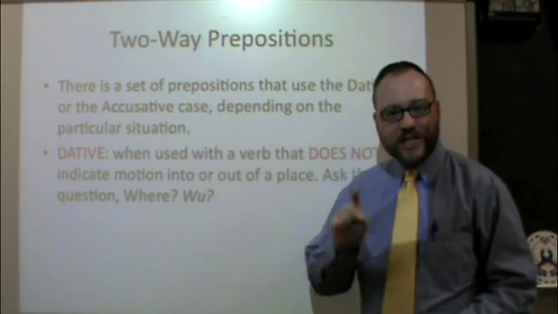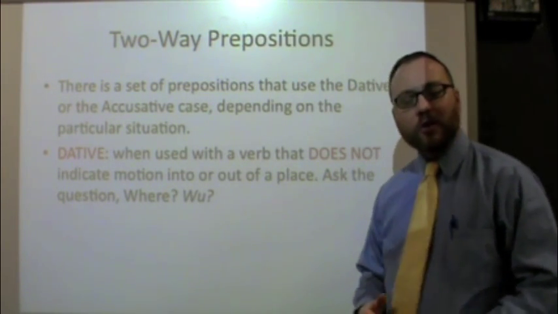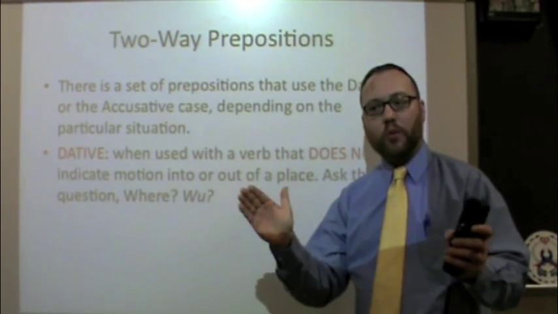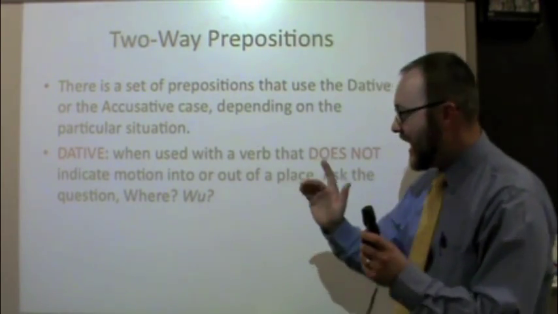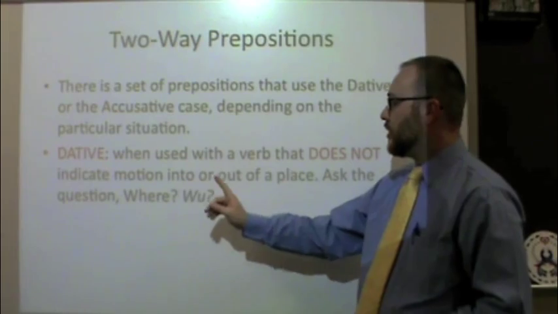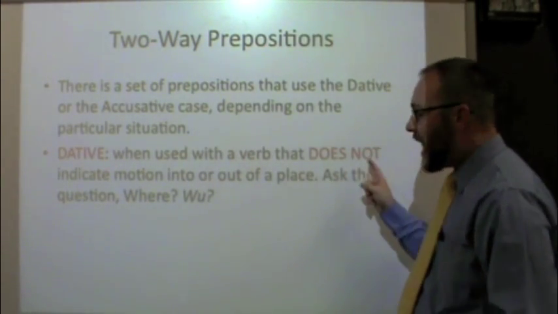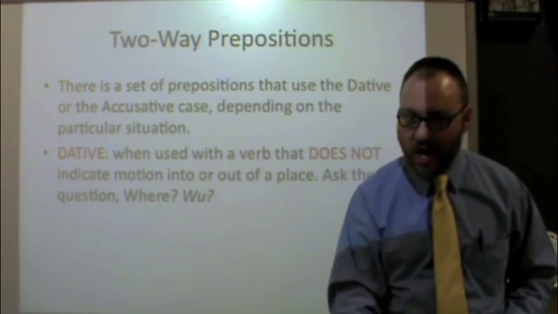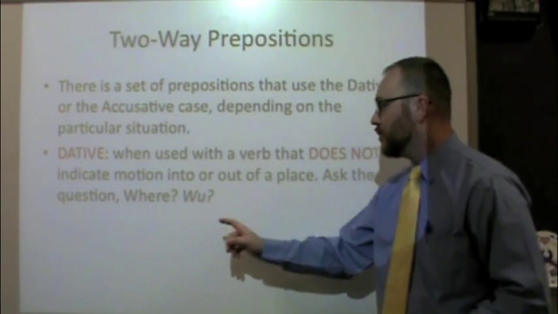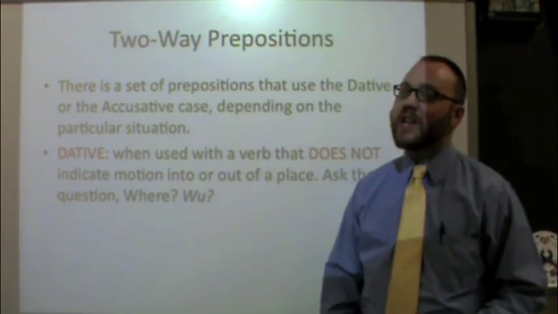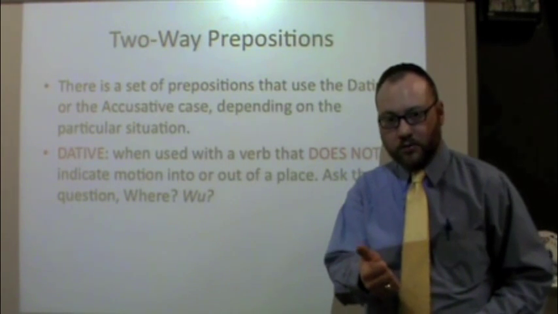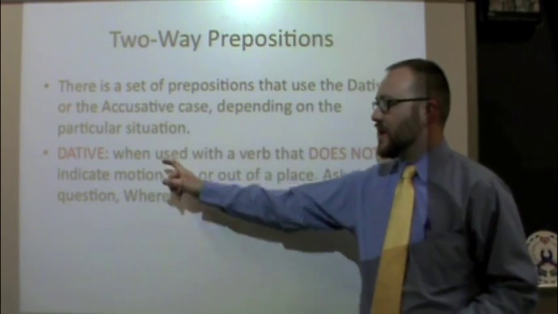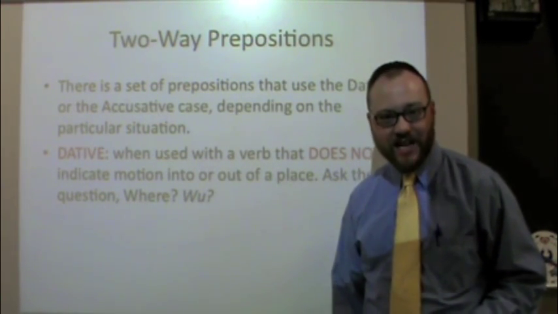If they are dative, here's the rule. So if you're dealing with one of these two-way prepositions, you're either going to be dative or accusative. You have to figure out which one. And here's the rule. It is dative when used with a verb that does not indicate motion. That's the key. Does not indicate motion into or out of a place. You need to ask yourself the question, where? If it's describing location, there's no motion, then the preposition becomes dative.